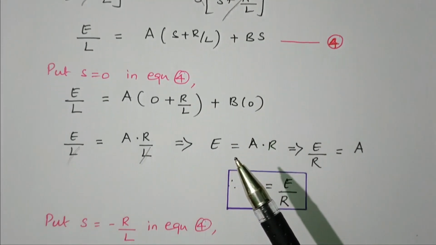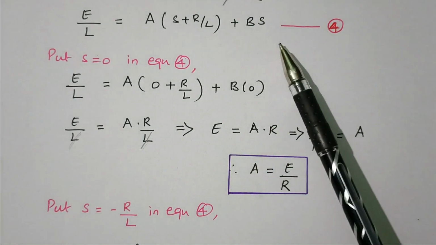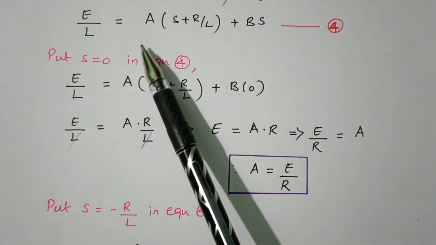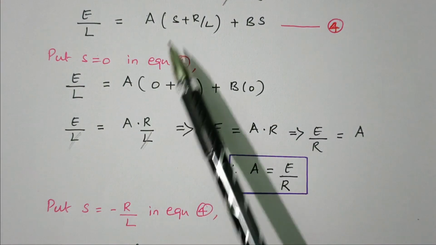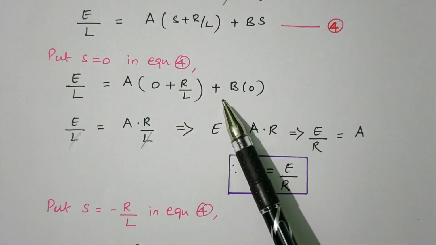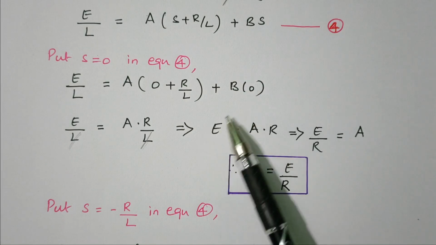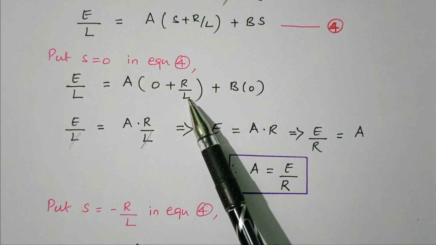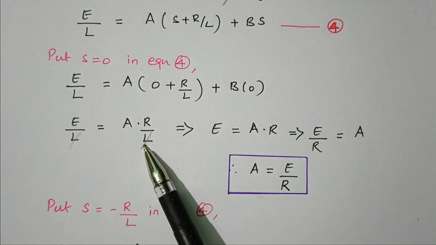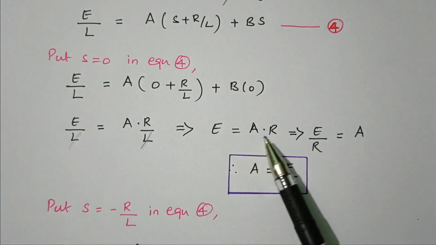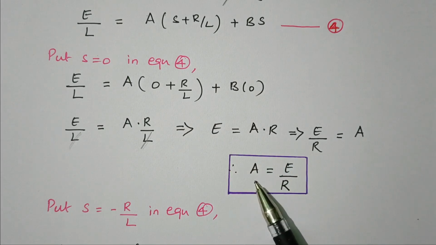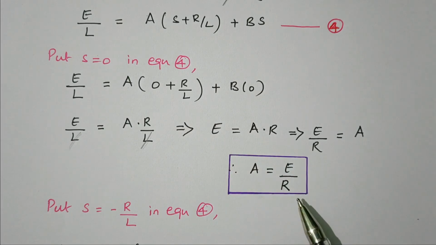First we will put S equal to 0 in equation number 4. This is the equation number 4. So while putting S equal to 0, what happened? E by L equals A into this S is 0 plus R by L plus B into S is 0. So this term becomes 0. So E by L equals A into R by L. L got cancelled. So E equals AR. So A equals E by R. Right. So now we calculated the constant A. A is E divided by R.